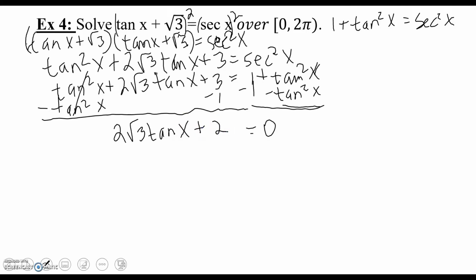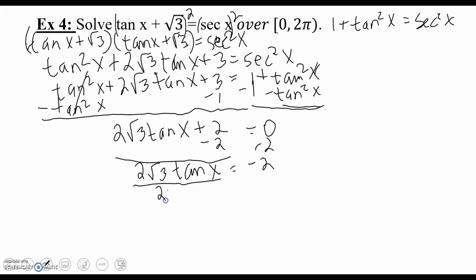So what was actually quadratic has now reduced down to something that's linear in nature. And so I can now solve this by isolating the tangent of x. So I'm going to subtract 2 from both sides. That gives me 2 square roots of 3 tangent x equals negative 2. Then I'm going to divide both sides by 2 square roots of 3 in order to get tangent by itself. Those 2's would cancel, and the square roots of 3 would cancel. That will give me tangent of x on the left side, and negative 1 over the square root of 3.